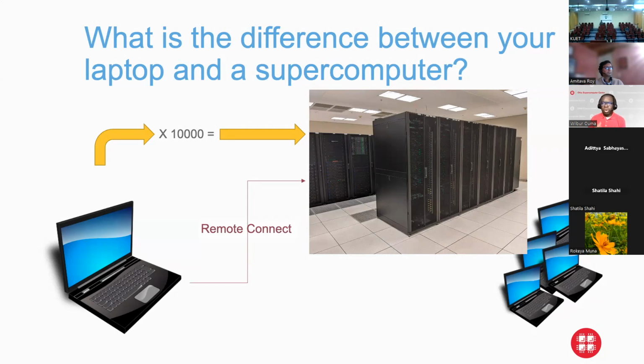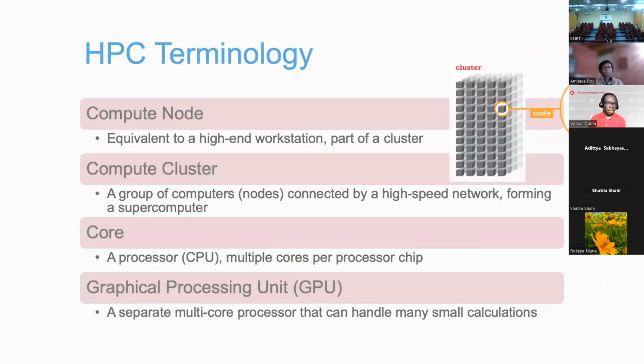I've been talking about nodes, computers, clusters, GPUs. Let me give a brief definition of this HPC terminology. A compute node is equivalent to a high-end workstation that is part of a cluster. Think of a standalone computer that has its own associated CPUs or other accelerators like GPUs, its own associated random access memory, and also storage. That will be one compute node.